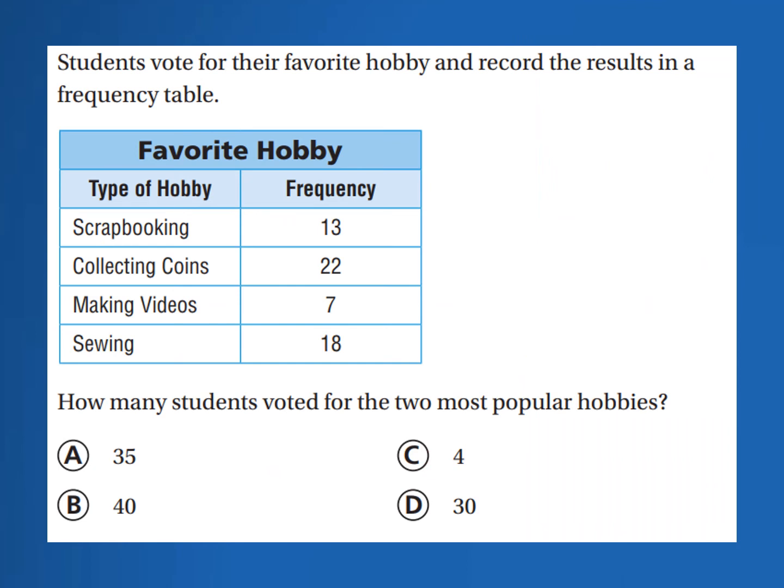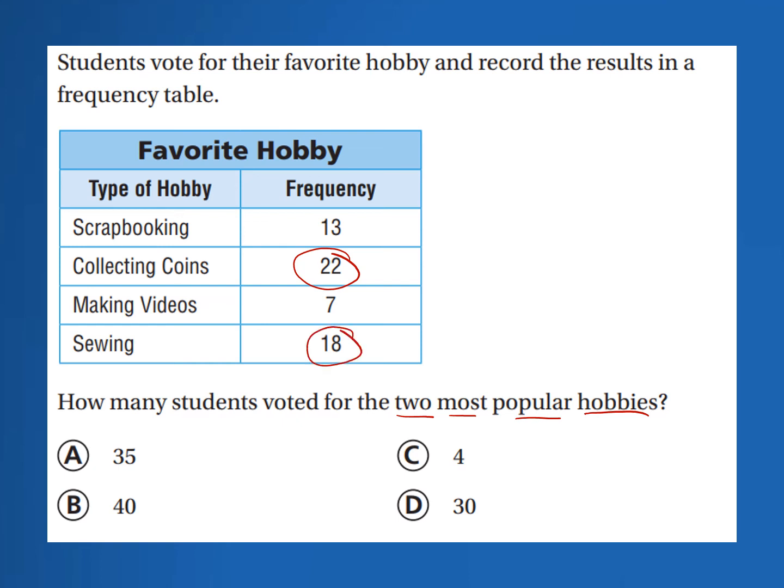So look at this question. Students vote for their favorite hobby and record the results in a frequency table. So the title is Favorite Hobby. The types of hobbies are scrapbooking, collecting coins, making videos, and sewing. So my question is, how many students voted for the 2 most popular hobbies? What are the 2 most popular hobbies? That would be the ones that have the most votes, right? So the 2 most votes would be coins and sewing.